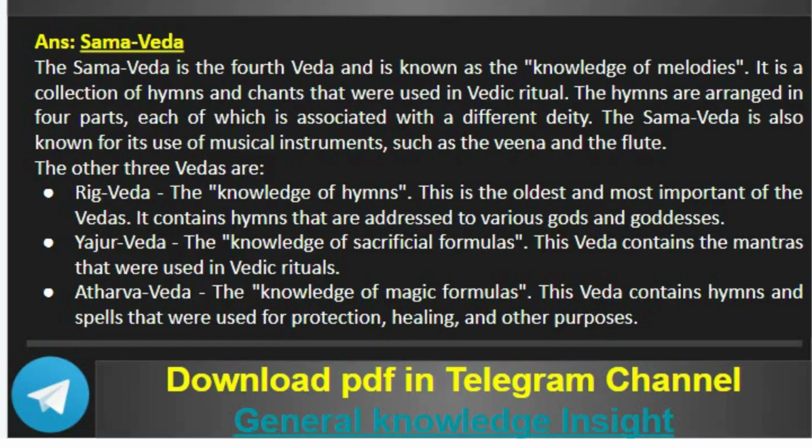The other three Vedas are: one, Rig Veda, that is the knowledge of hymns. It is the oldest and most important of the Vedas. It contains hymns that are addressed to various gods and goddesses. Two, Yajur Veda, the knowledge of sacrificial formulas. This Veda contains the mantras that were used in Vedic rituals. And the third one is Atharva Veda, the knowledge of magic formulas. This Veda contains hymns and spells that were used for protection, healing, and other purposes.